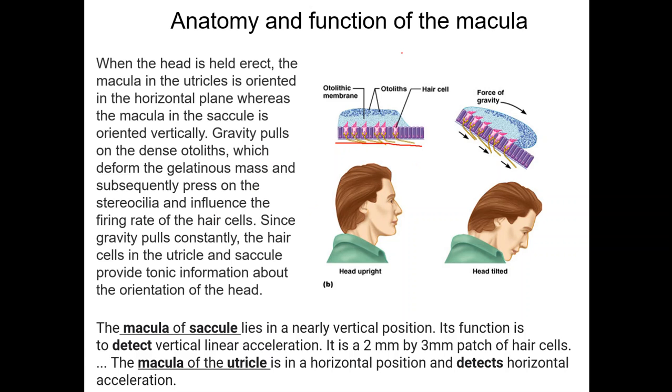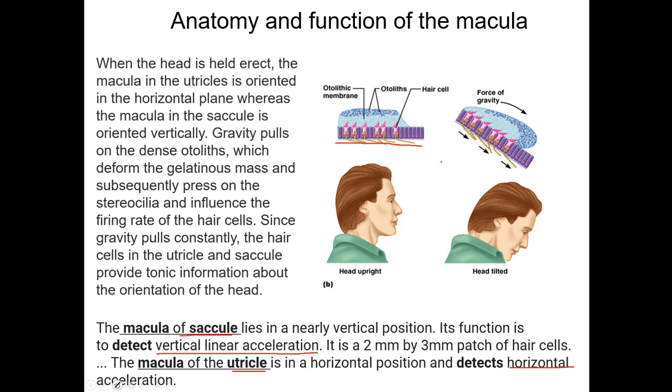So the one thing that is important to point out here is that the two maculae, the macula of the saccule and the utricle, both have the function to sense equilibrium. The macula of the saccule detects vertical linear acceleration, whereas the macula of the utricle, because it is disposed in a horizontal position, detects horizontal acceleration. So they have the same function, but determine two different types of acceleration.